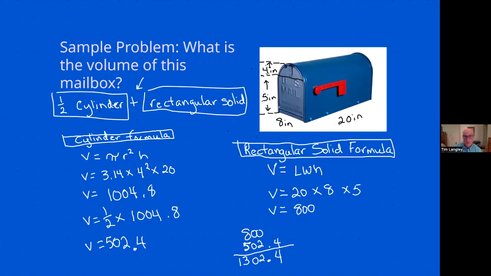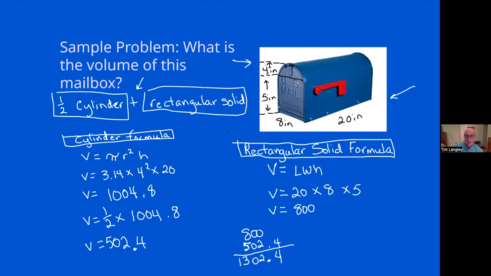That's 4 inches from the top to the bottom, or across this can of pop, half of a can of pop, which we're calling the top of our mailbox, okay? So if I do pi 3.14 times 4 squared times 20, now you might wonder, where did this 20 come from? That's the length. If you look here, if I draw my arrow on the top right, that's the length of the whole thing, okay?